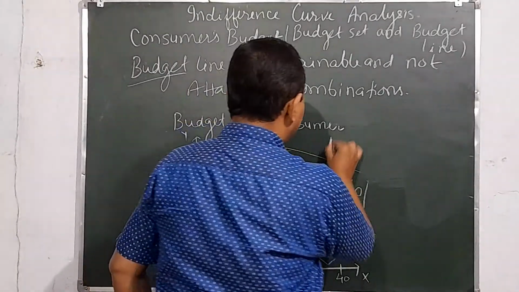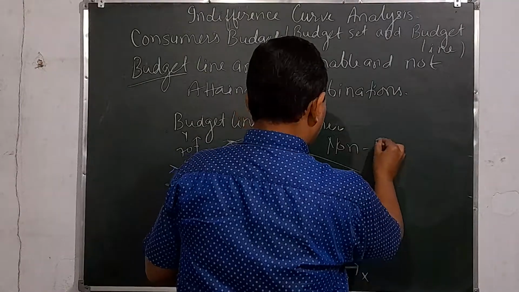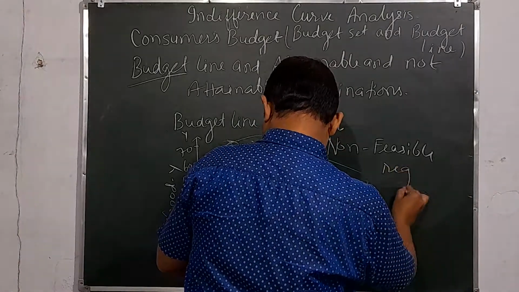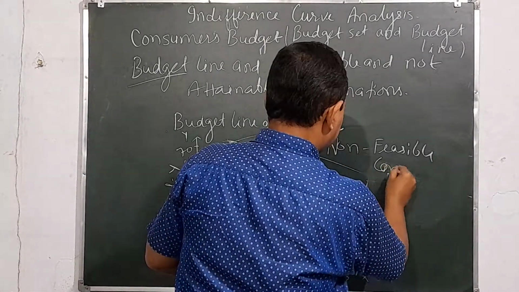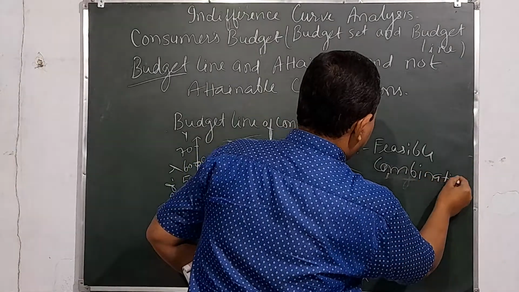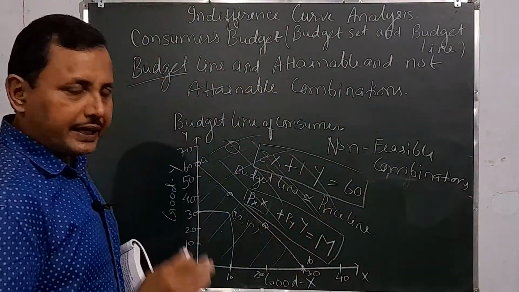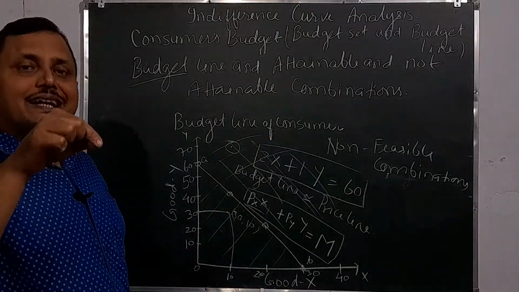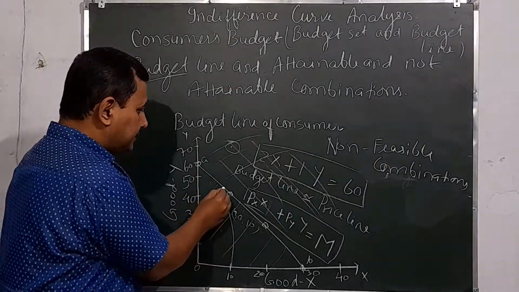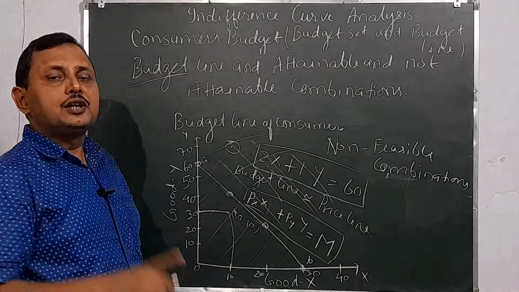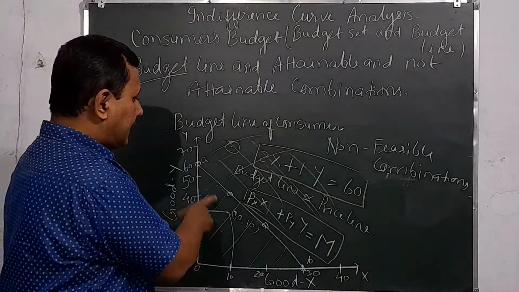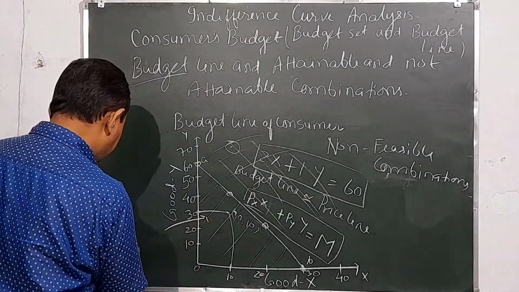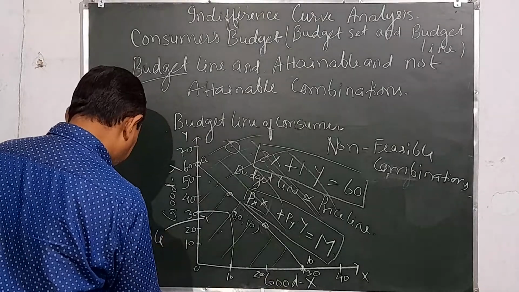Or you can say this region is the non-feasible region. Any combination which is beyond the budget line is a non-feasible combination, because the consumer cannot acquire those combinations in his given budget. Any combination which is on this line or inside the line, the consumer can acquire, and these are said to be feasible combinations.